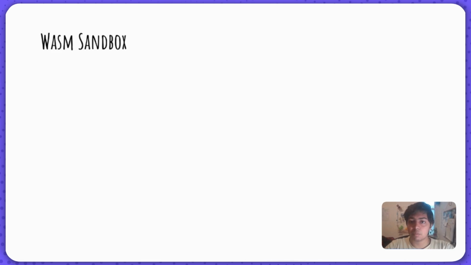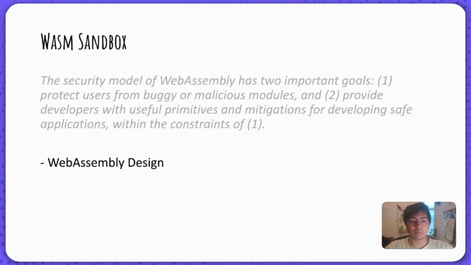So let's talk a bit about the Wasm sandbox now. The Wasm sandbox is one of the important parts of keeping the WebAssembly promise of secure runtimes. Taking from the WebAssembly design, the security model of WebAssembly has two important goals: protect users from buggy or malicious code, and provide developers with useful primitives and mitigations for developing safe applications.